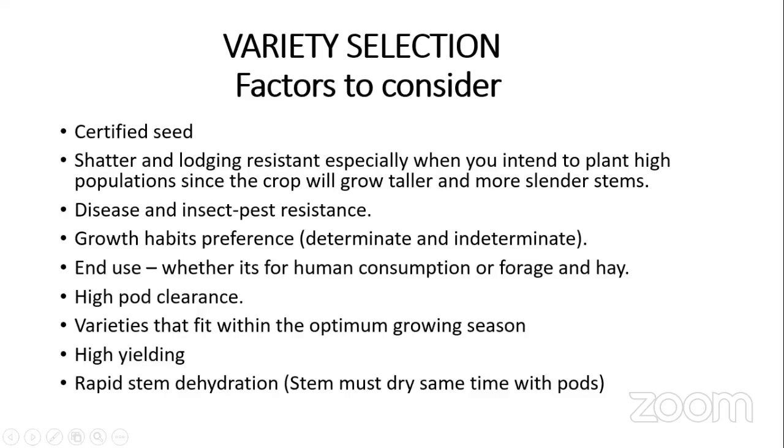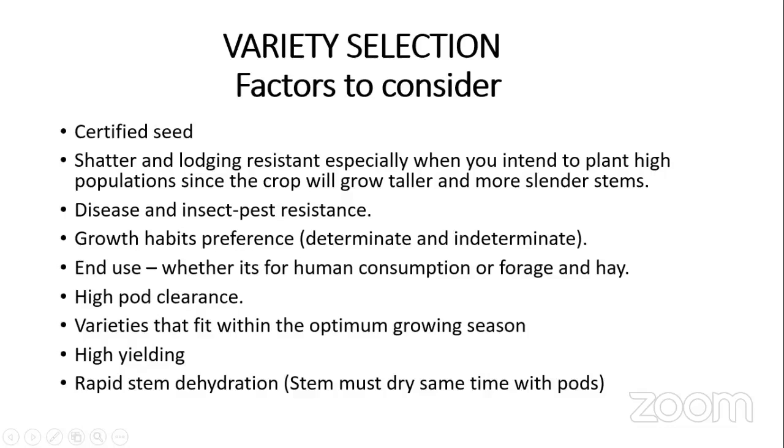Then the next point is on looking at shattering and lodging. Shattering is when your crop has reached physiological maturity stage and, at drying, the pods begin to open up. After the pods have begun to open up, you are going to experience pre-harvest losses, when the grains from the pods begin to fall. That's shattering. Lodging is the falling of plants, and it's mostly caused by a high plant population.